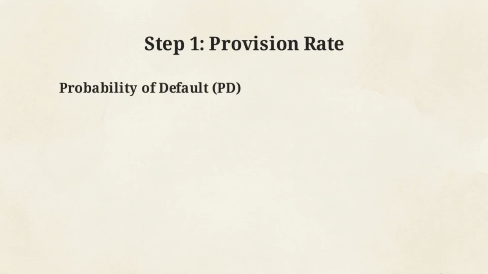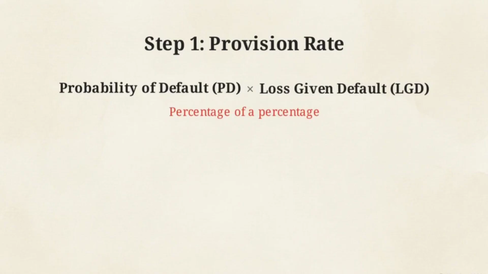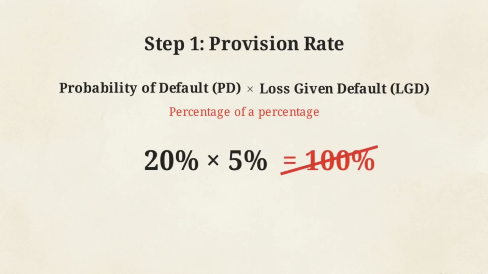This is the probability of default, the chance they won't pay, multiplied by the loss given default. This calculation requires precision because it involves a percentage of a percentage. For a 1 lakh debtor with a 20% probability of default and a 5% expected loss, multiplying the two figures results in a 1% provision rate.